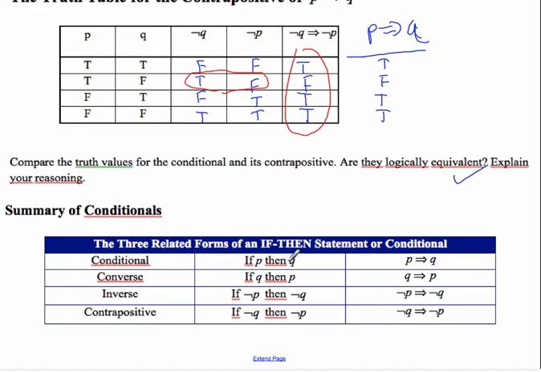So we have the four different forms of implications now. We have the conditional, the contrapositive, the converse, and the inverse. The conditional and the contrapositive are logically equivalent, and the converse and the inverse are also logically equivalent.